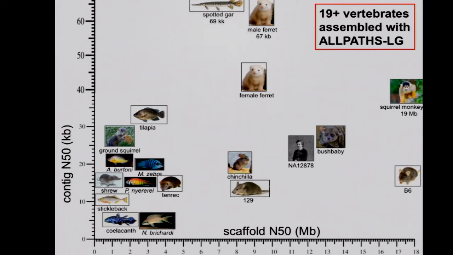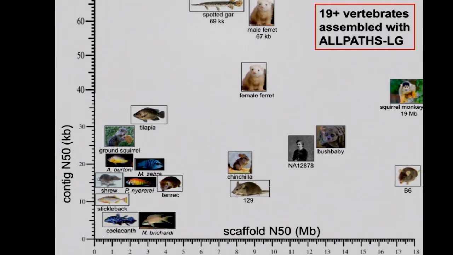So this is actually a scatter plot. On the x-axis, we plot scaffold N50 size. On the y-axis, we plot contig N50 size. Again, you can think of this as average contig size, average scaffold size. The scaffolds here are measured in megabases, contigs measured in kilobases. This is 19 vertebrate genomes all assembled by ALLPATHS-LG. The major conclusion is, if you have the right data, the right libraries, and the genome doesn't seem complicated, you'll get results like this, where your contigs will be on the order of 10 kb, 30 kb, maybe if you're lucky, 50 kb.